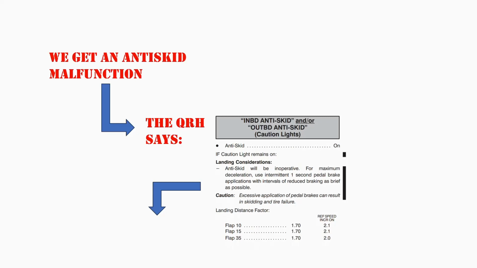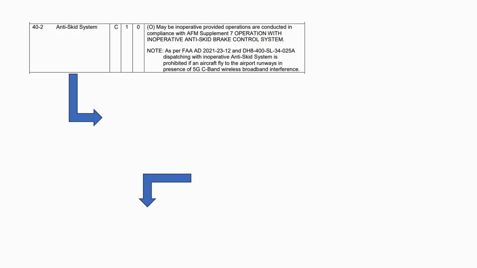So this is not enough. After this, you have to refer to the MEL. Now let's see what the MEL says. The MEL says that the anti-skid system is a C category, so a repair category. You require one of them, for example, and it says may be inoperative provided operations are conducted in compliance with the Airplane Flight Manual AFM Supplement 7, which is written for operation with inoperative anti-skid brake control system. The rest you can read, but this first paragraph is very important that you understand.